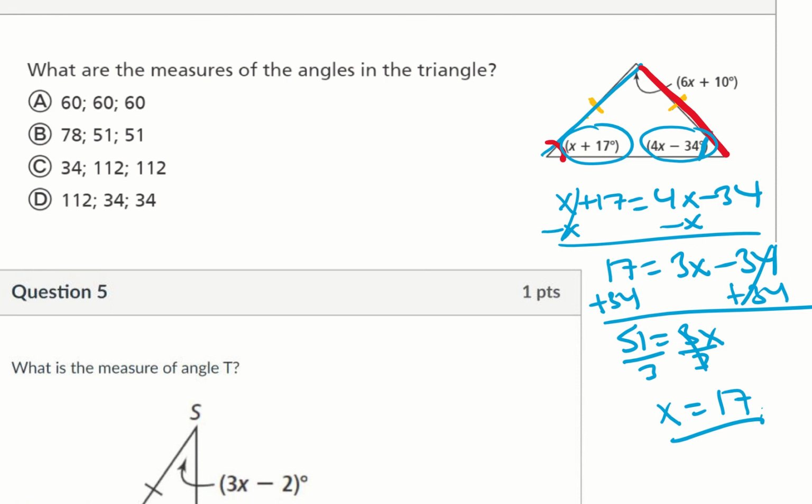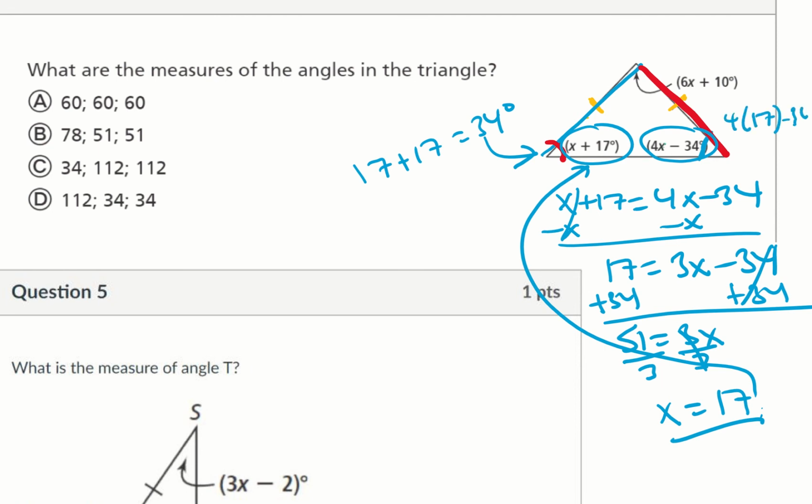If we plug that in here, we get 17 plus 17 is 34, so this angle is 34. Similarly, if we plug 17 into this one, 4 times 17 minus 34, we also get 34. So we got 34 degrees for both of these angles. Finally, if we plug it into this one, 6 times 17 plus 10, you end up getting 112 degrees. So we got 34, 34, and 112.